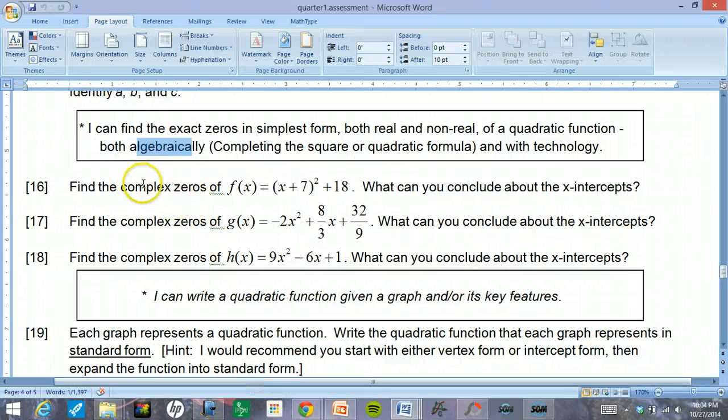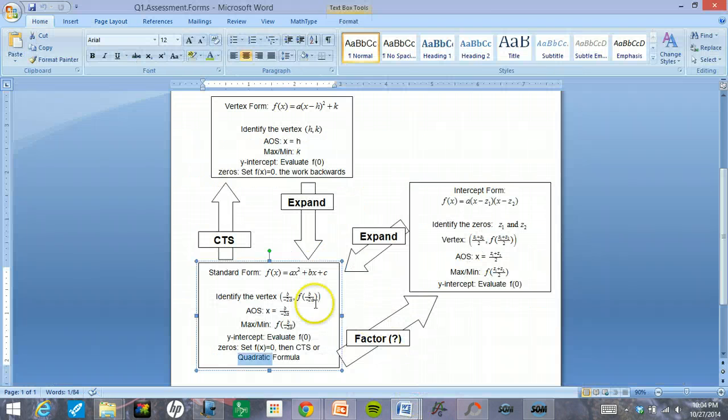So for this next section, you need to find the complex zeros in exact simplest form, algebraically or with technology. So here we go. H of x is 9x squared minus 6x plus 1. If you refer back to that sheet, notice you have standard form, and to find the zeros, set to 0, then either complete the square or use the quadratic formula.